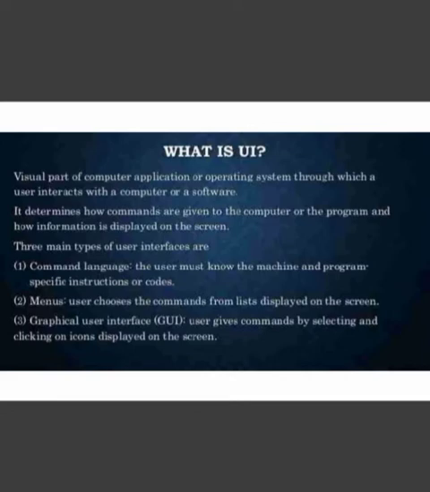What is UI? There are three main types of user interface. First, command language: the user must know the machine and program specific instructions or codes. Second, menus: the user chooses the command from a list displayed on the screen. Third, graphical user interface: the user gives commands by selecting and clicking on icons displayed on the screen.